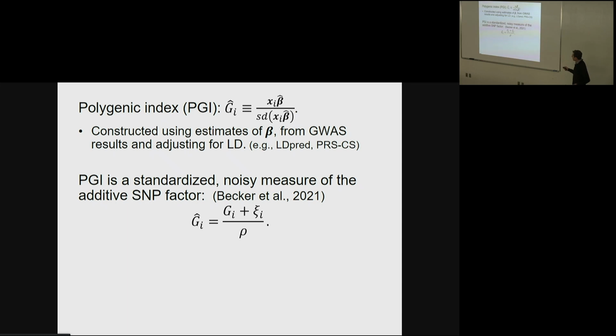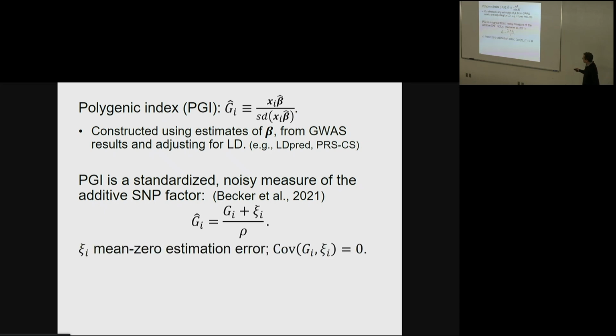This is worked out carefully in the PGI repository paper, Becker et al. So the PGI is the additive SNP factor plus a term which is mean zero estimation error. It comes from the estimation error in the GWAS, which is uncorrelated with the true additive SNP factor. And then because both G and G hat are standardized to have variance 1, we have to have a scaling factor to relate the two to each other.